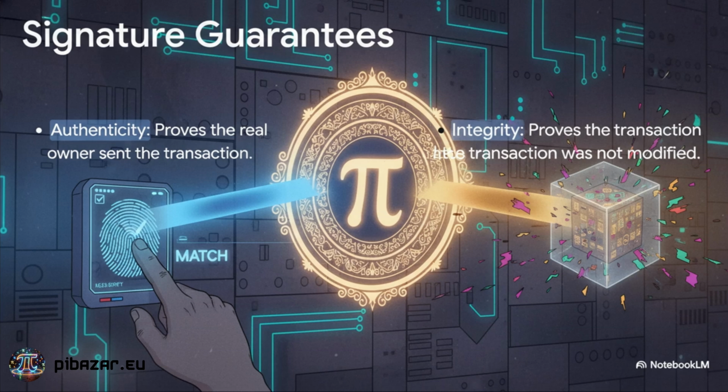First, authenticity. It proves that you and only you could have authorized this payment. And second, integrity. It proves that the details, like the amount or the destination address, weren't messed with after you sent it. In short, it proves it's from you and it's exactly what you intended to send.